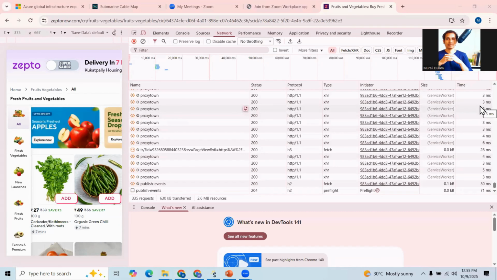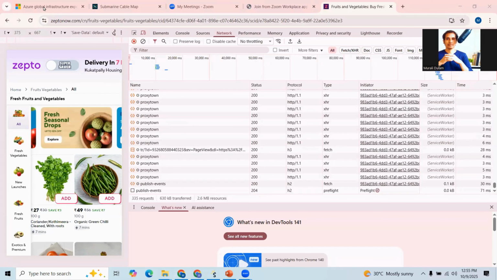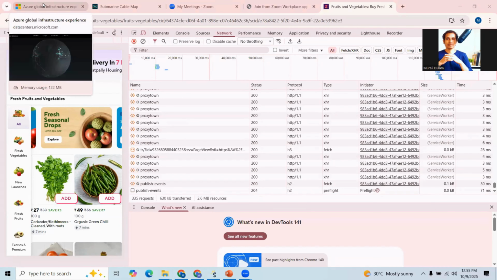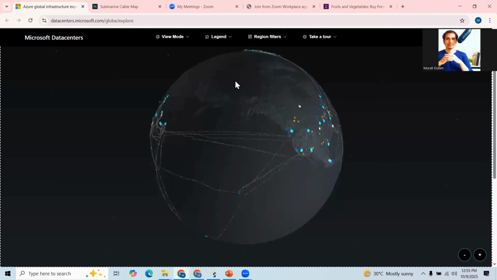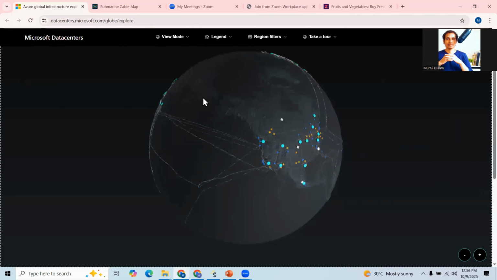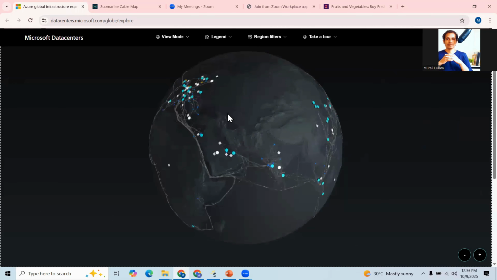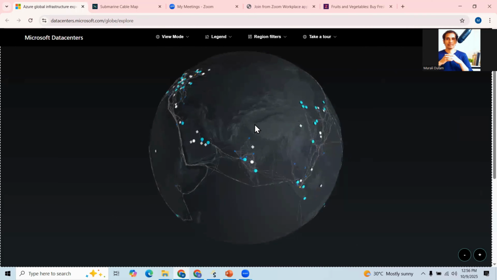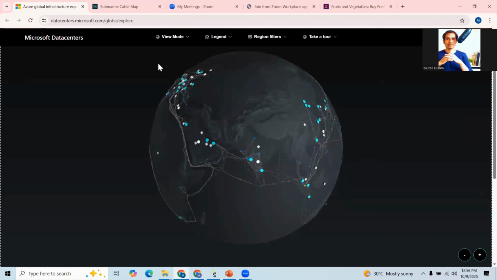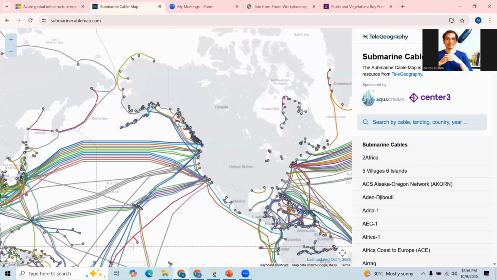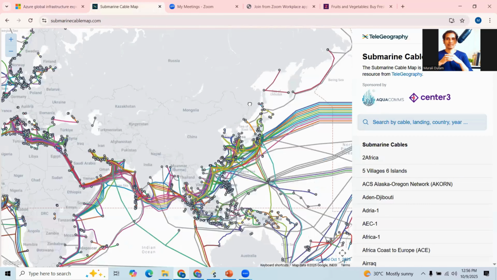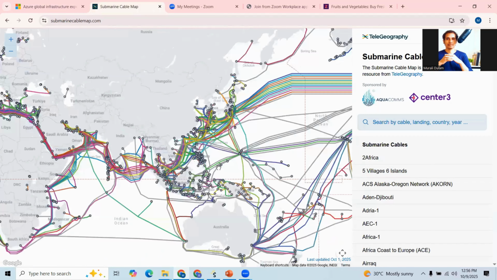Now let us come back to Azure Global Infrastructure. Across the globe, cloud vendors are maintaining data centers. Microsoft also has its own backbone network, a highly reliable network. Before that, we need to understand how different regions are connected using submarine cables as well as satellites.